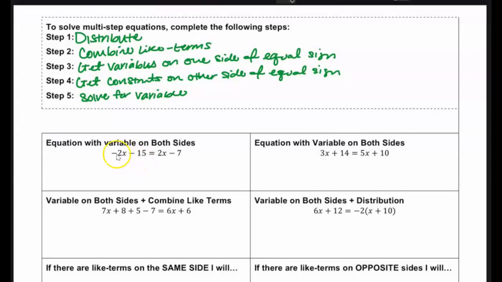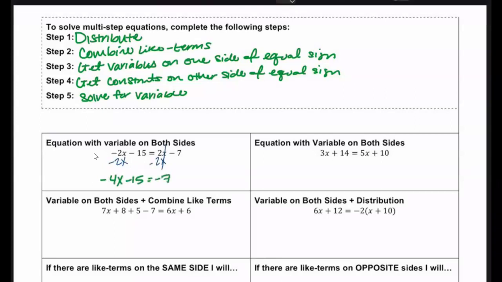So with deciding that I want all my variables on the left side, I need to move this 2x on the right to the left. And remember, I move things around from one side of the equal sign to the other with inverse operations. So the opposite of a positive 2x is a negative 2x. So my 2x's cancel out, which leaves me with negative 4x minus 15 equals negative 7.